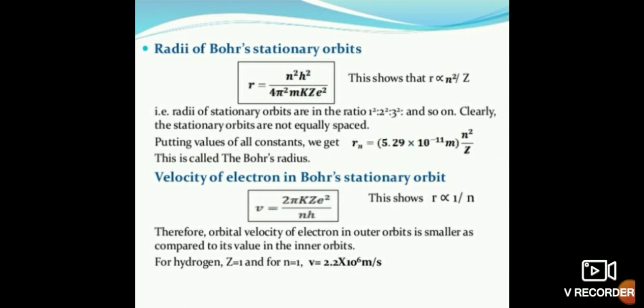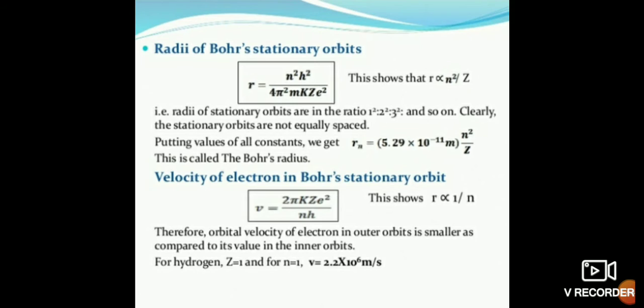Radii of Bohr's stationary orbits is given by r equal to n square h square upon 4 pi square m k z square. This shows that r is directly proportional to n square upon z. If the radii of stationary orbit are in the ratio 1 square, 2 square, 3 square, and so on, clearly the stationary orbits are not equally spaced. Putting values of all constants, we get Rn equal to 5.29 into 10 raised to power minus 11 meter n square upon z. This is called the Bohr's radius.